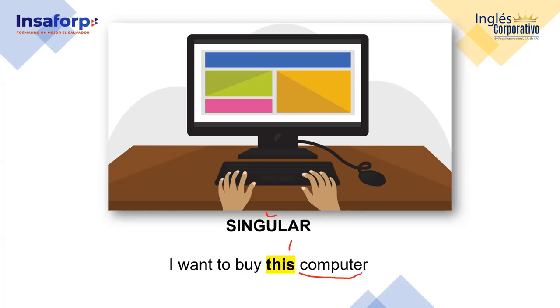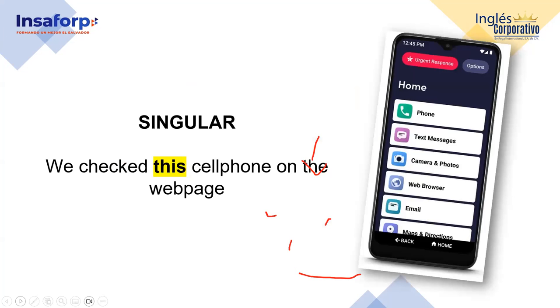Ya les dije, después de el demonstrative siempre va a seguir un nombre, si es adjetivo. Demonstrative adjective siempre va a tener un noun después. Y aquí lo tiene y dice, I want to buy this computer. This, me dice distancia. ¿Está cerca o está lejos? Está cerca. This computer. It is singular. Only one. Yes. I want to buy this computer. Continue with the same.